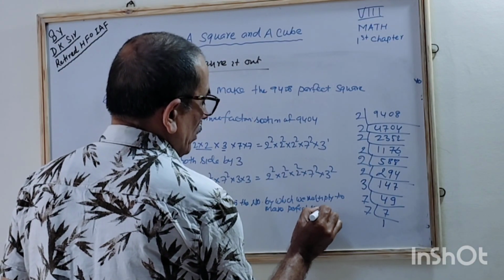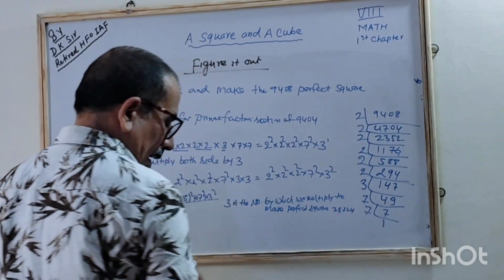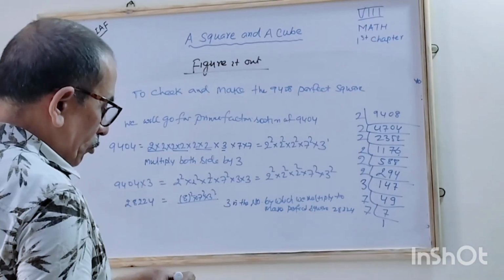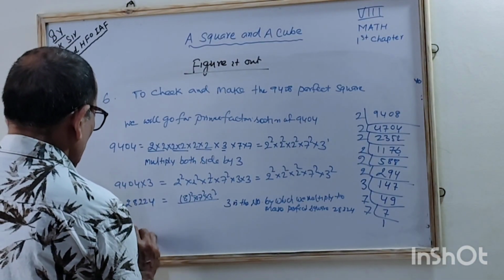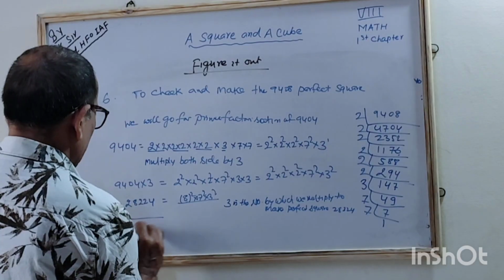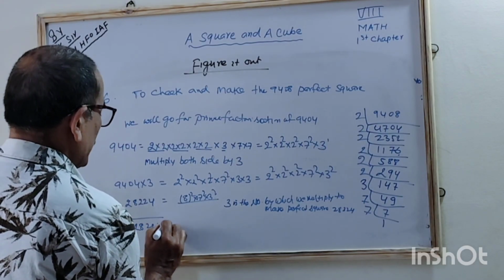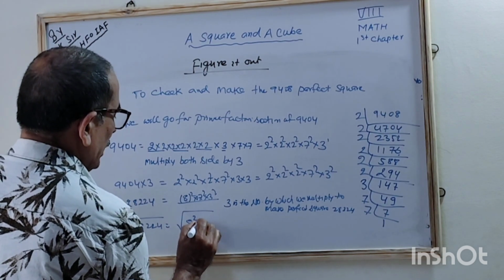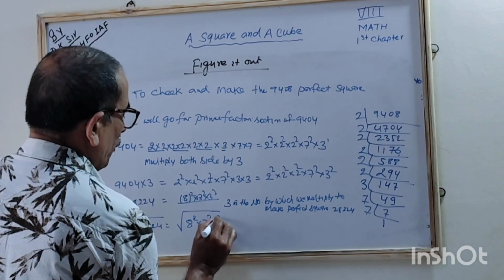The perfect square is 28224. Now they are asking to do the square roots. How will we do it? The same way. 28224 is there. You write 8 to the power 2 into 7 to the power 2 and 3 to the power 2. All the powers are the same.